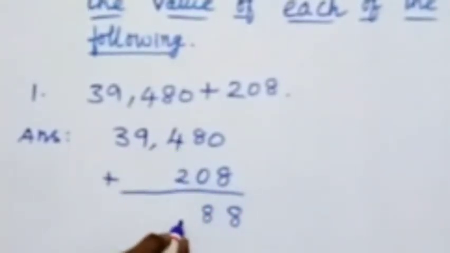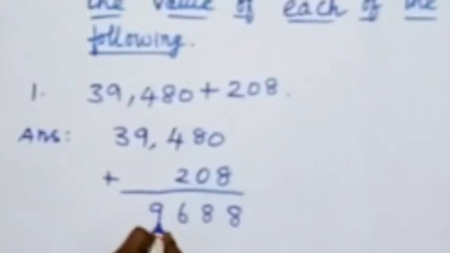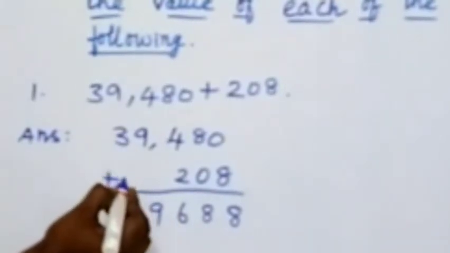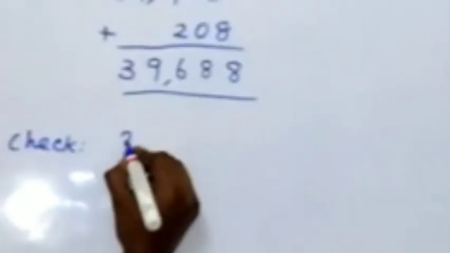In the hundreds place, 4 plus 2 makes 6. In the thousands place, 9 plus nothing is 9. In the 10,000's place, 3 plus nothing is 3. 39,688 is your answer for the given problem using the normal addition method.